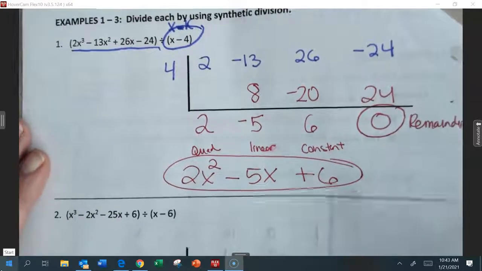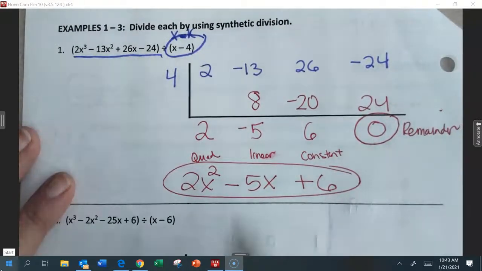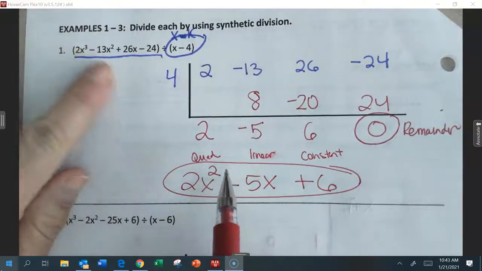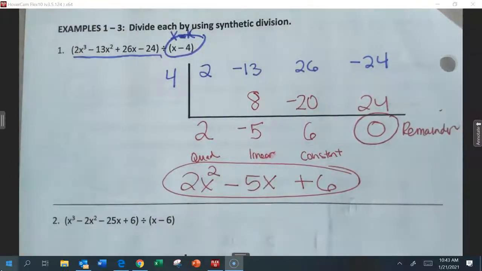Edwin asked a great question. He just said, where did this go? What are we doing? We're dividing. When you divide things, don't things get smaller typically? Not always, right? So watch.